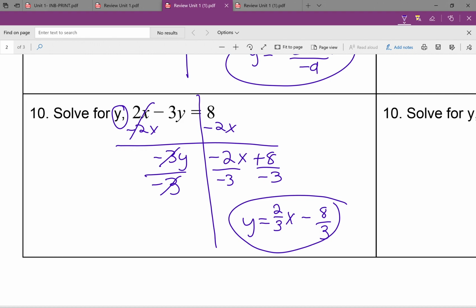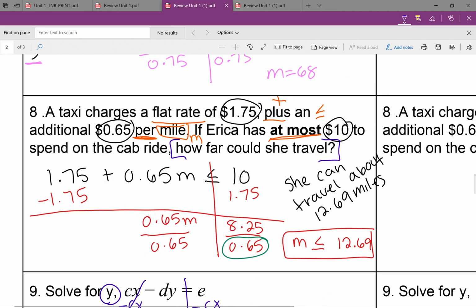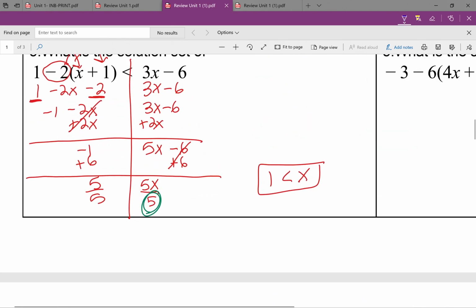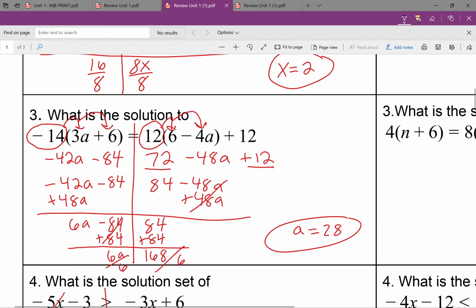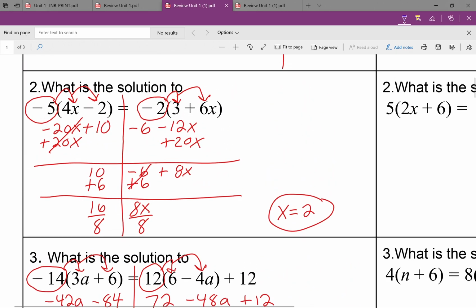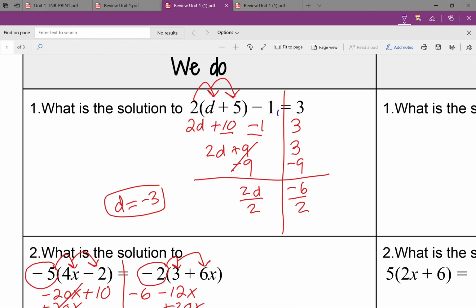Okay, so we went through the whole review. I want to point out a couple things. So let's go back up to questions, I believe 1 through 3. Yeah, 1 through 3. Notice all of these equations that we did on 1, 2, and 3 all had equal signs. You see right here these equal signs? That tells us that it's a multi-step equation.